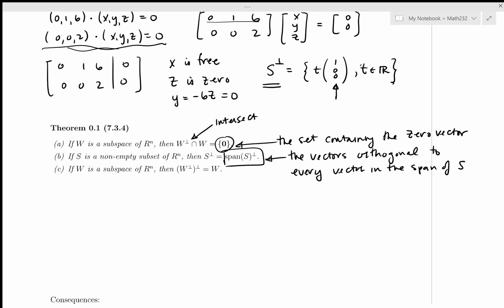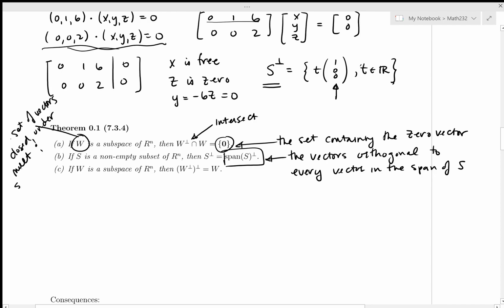Okay, let us just remind ourselves while we're here, what is a subspace? That is a set of vectors closed under addition and scalar multiplication. Okay, that's basically closed under linear combinations. So that is what a subspace is.